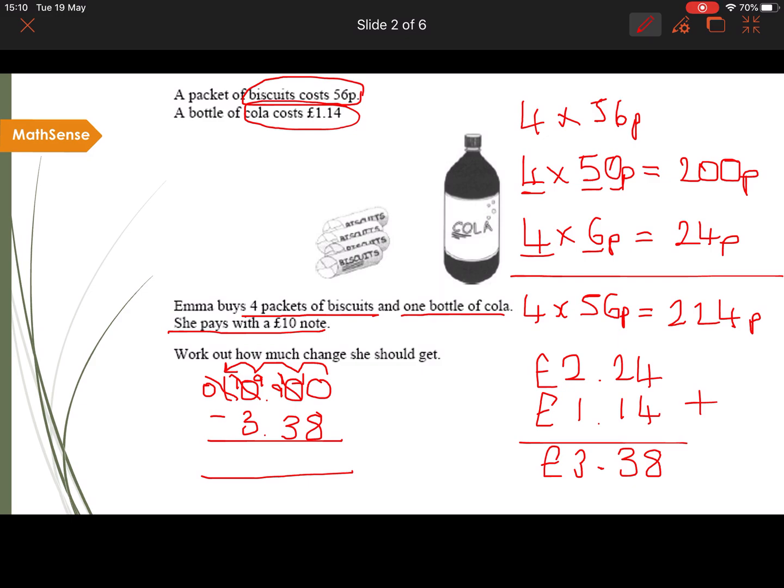10 take away 8 I can do, that's 2. 9 take away 3 is 6. 9 take away 3 is 6 again. And 0 take away nothing is 0. So I'm finished. And I now know that Emma should get £6.62 change.